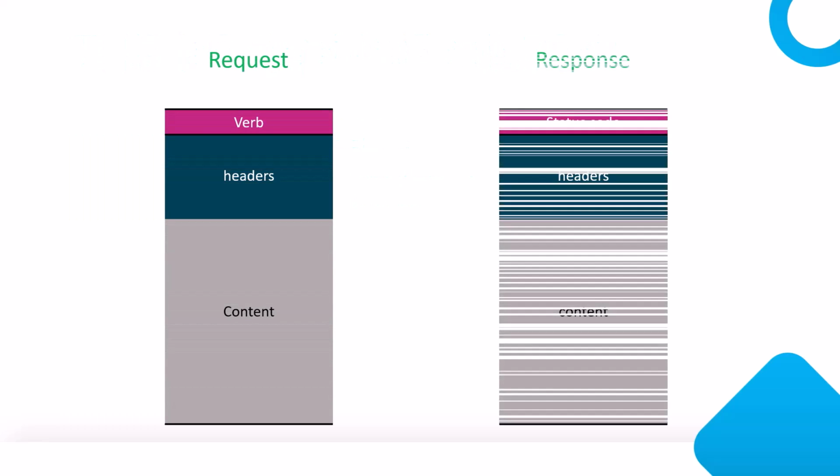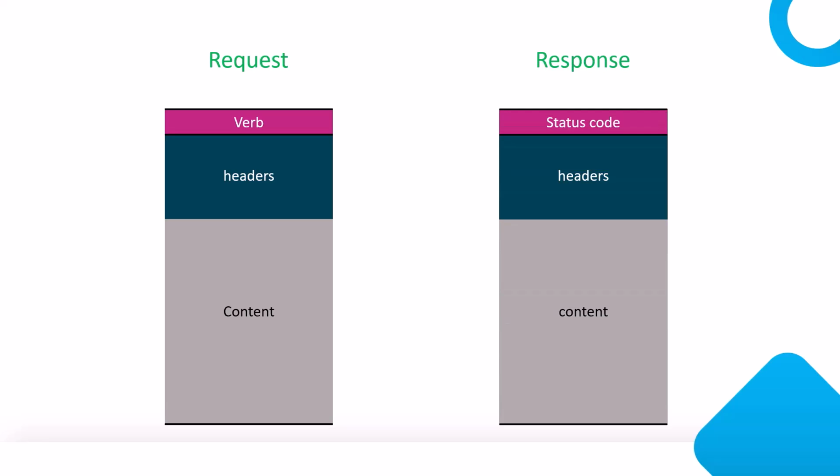So typically, if we have to compare request and response, both of them will have headers and content, but the main thing that differentiates them here is the verb and status code. Request has the verb which defines what action needs to happen, and response has the status code which defines if the request was processed successfully, if there were errors, and so on. Headers will be different for request and response, but typically headers define metadata, and content will have any content that needs to be passed with either request or response.